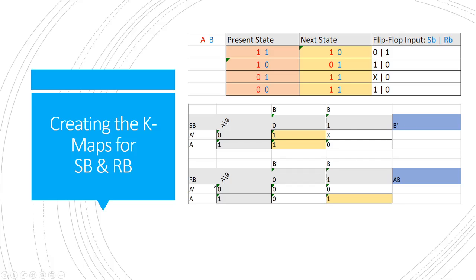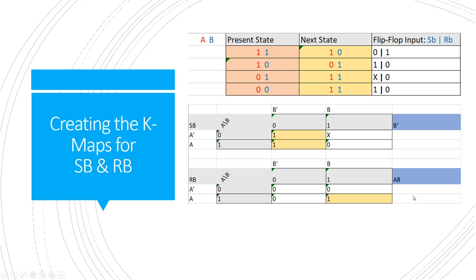Finally, we're going to look at RB. And we can see for RB that 1, 1 will give us a 1. So 1, 1, we put a 1 here. For 1, 0, we will get a 0. For 0, 1, we'll get a 0. And for 0, 0, we'll get a 0. So we fill in the rest of these slots with zeros. So since AB is the only cell that is filled in here for the 1, we will say that our equation for RB is AB.